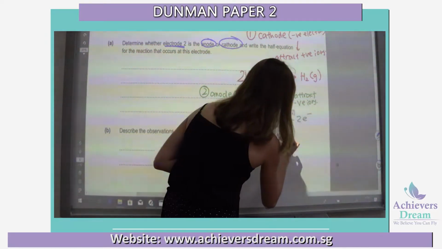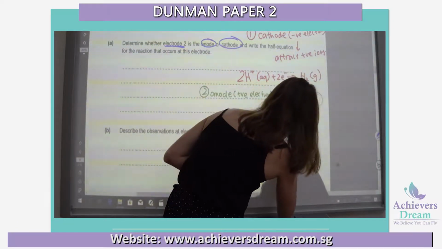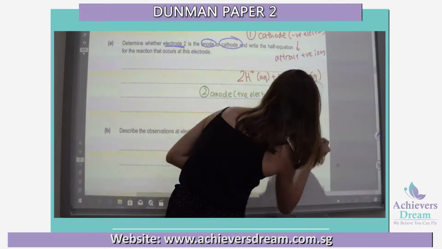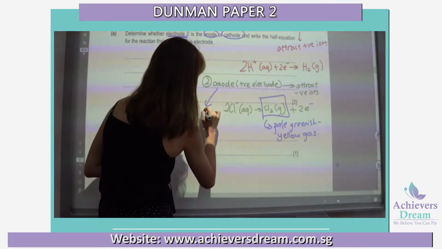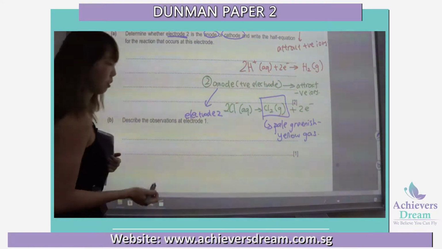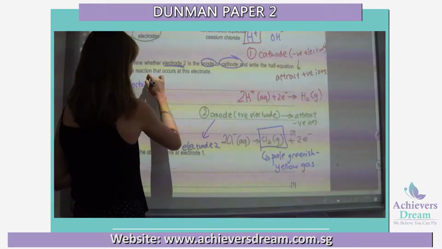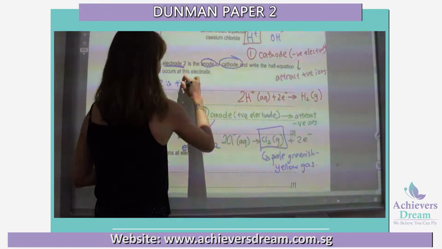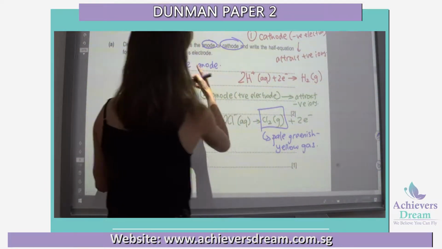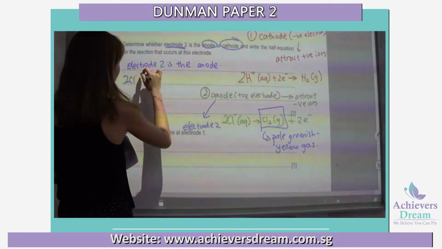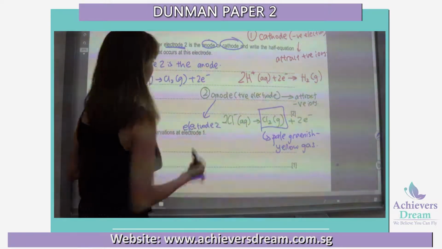This is my pale greenish yellow gas. This is my colored gas. So it means that this is electrode 2. Okay? So say that electrode 2 is the anode. So the half equation is just 2Cl minus to form Cl2 plus 2 electrons.